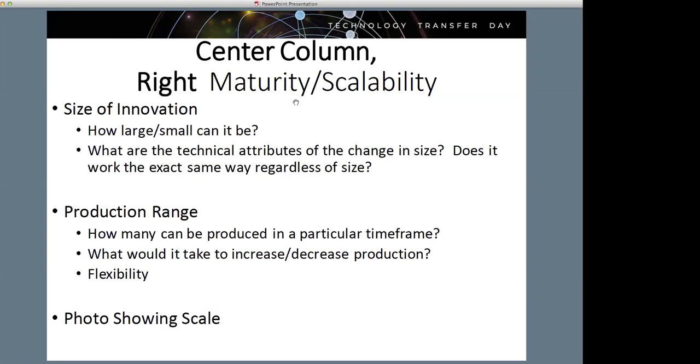Production range is also important. If you are currently only able to develop 2 units of your solution a week, and the DoD needs 10,000 units in a month, can you scale up your manufacturing? Let them know what your current capabilities are, and then what it would take to increase or decrease to meet their needs. The main point here is really demonstrating flexibility and your nimbleness with regards to addressing their needs.